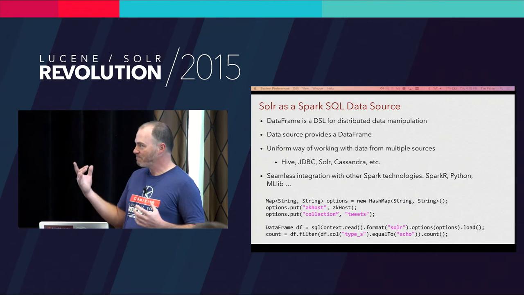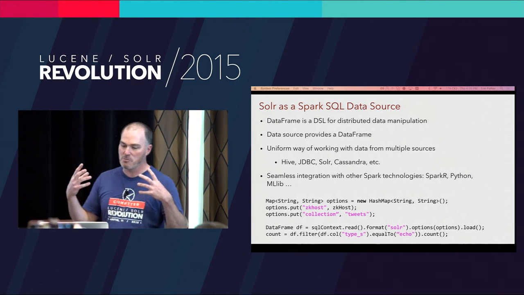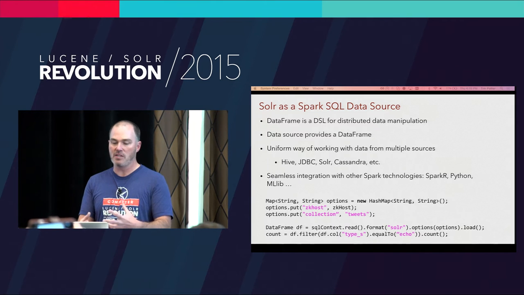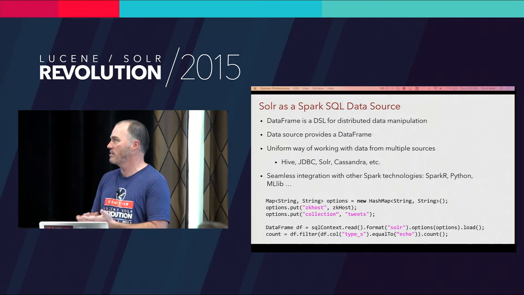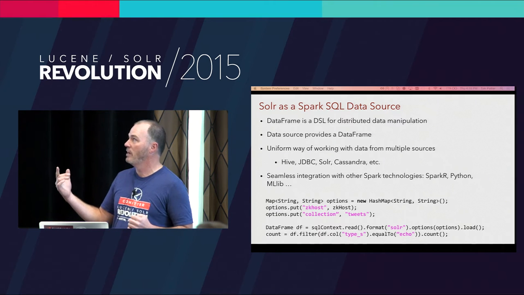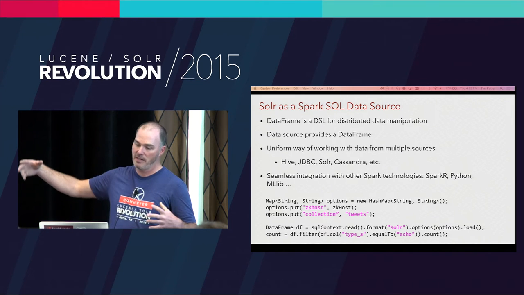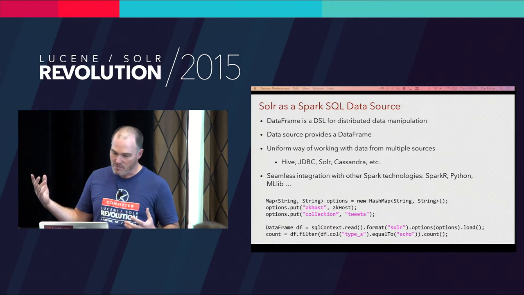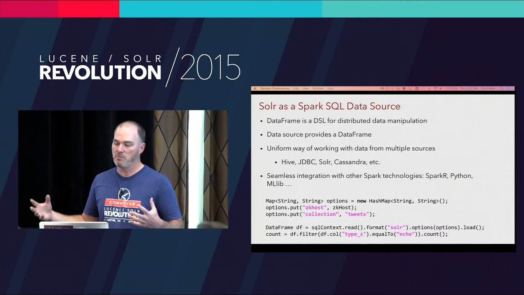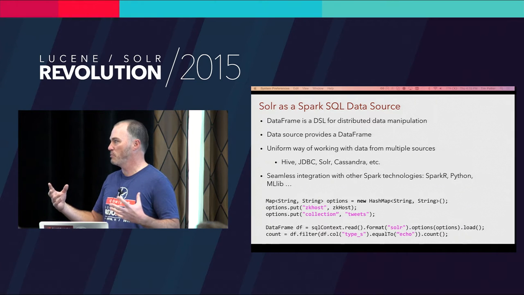And then Solr. The idea is that Spark SQL publishes this idea of a data source API. And part of this open source project that I'll show you later actually implements the data source API in terms of Solr. And so one of the things it does is allow you to actually pull data into Spark from Solr.